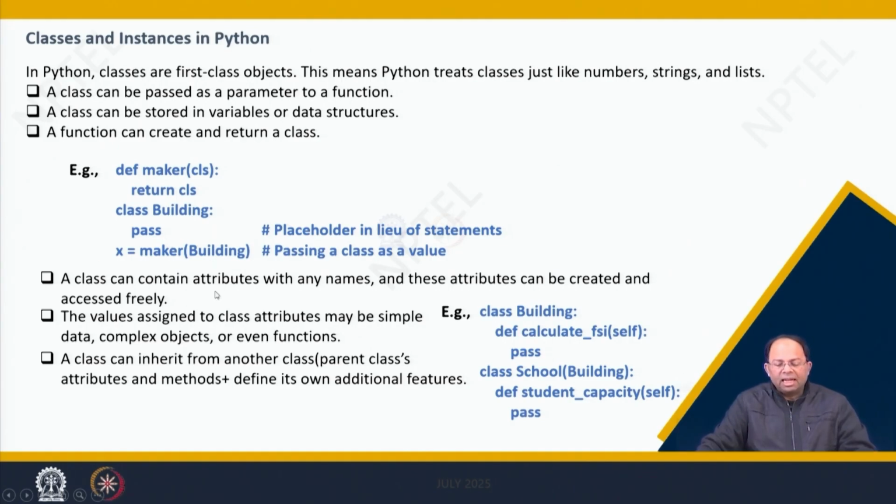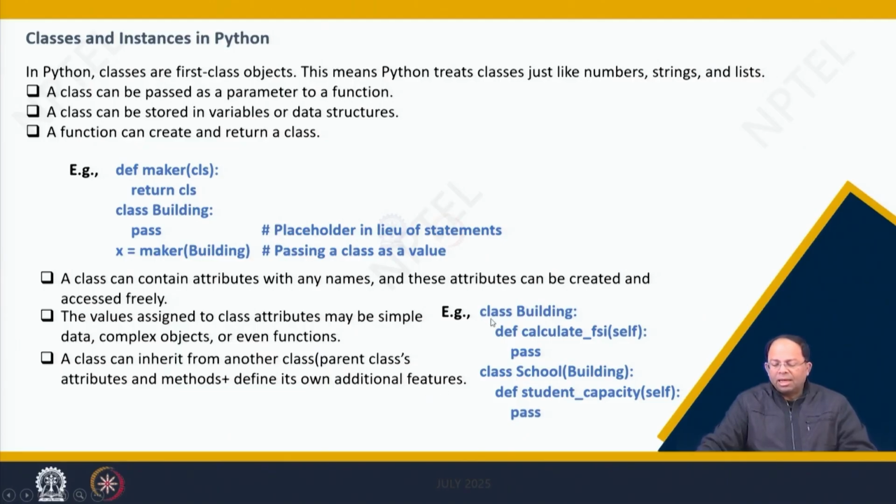So a class can contain attributes with any names, and these attributes can be created and accessed freely. The values assigned to class attributes may be simple data, complex objects, or even functions. And a class can inherit from another class. That means it gets the parent class's attributes and methods plus defines its own additional features, as we learnt in inheritance.